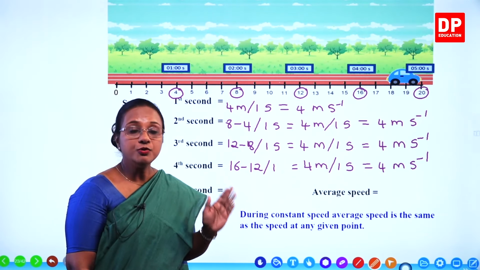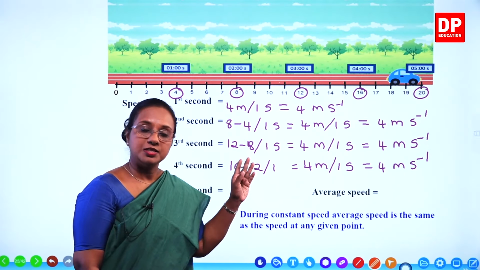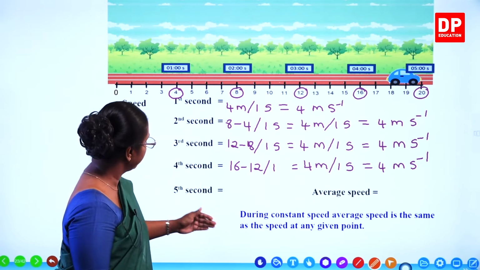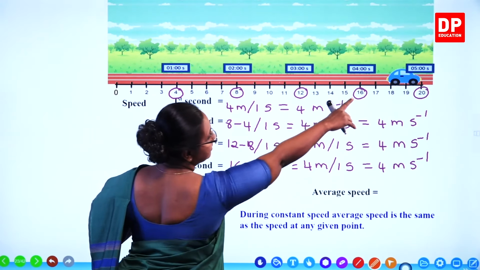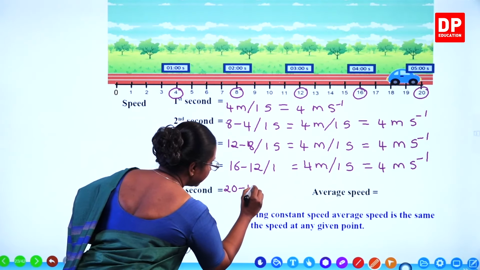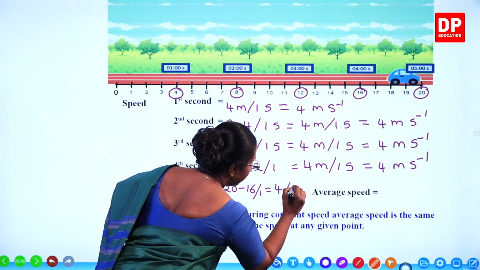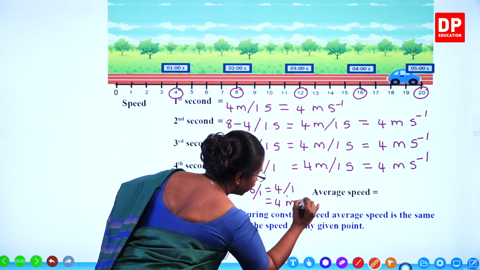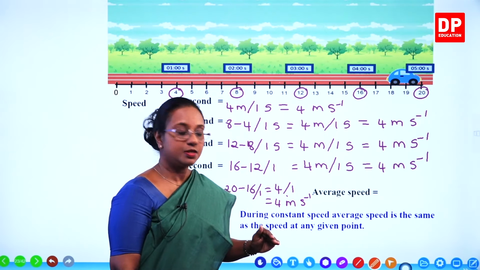It is uniform speed or constant speed. For this also we can calculate the average speed. Before that, I will calculate the speed for the fifth second. That is the last value over there. 20 minus 16 divided by 1. That again is 4 divided by 1. 4 meters per second. That is also same as the previous values.